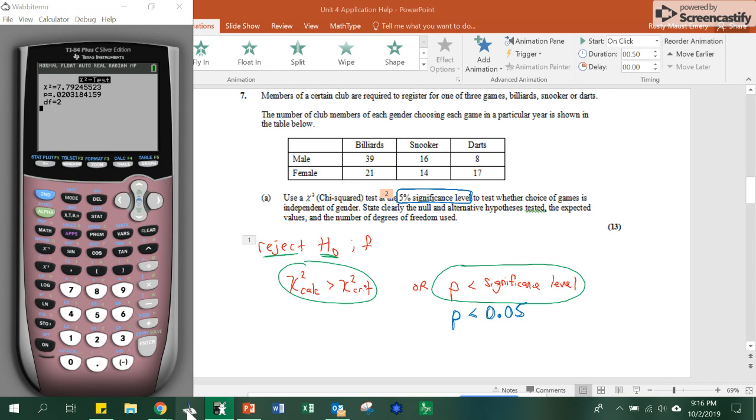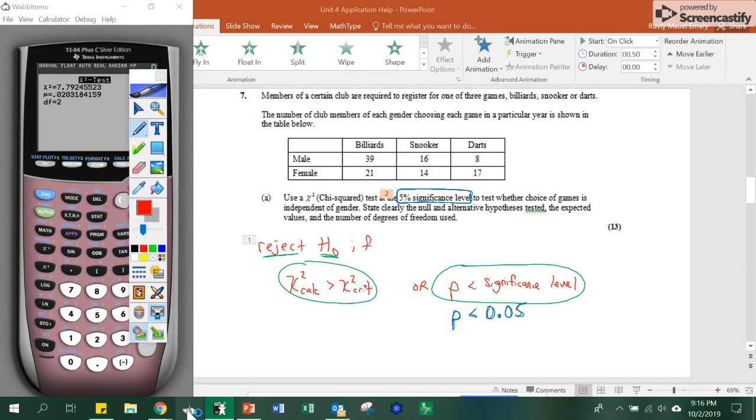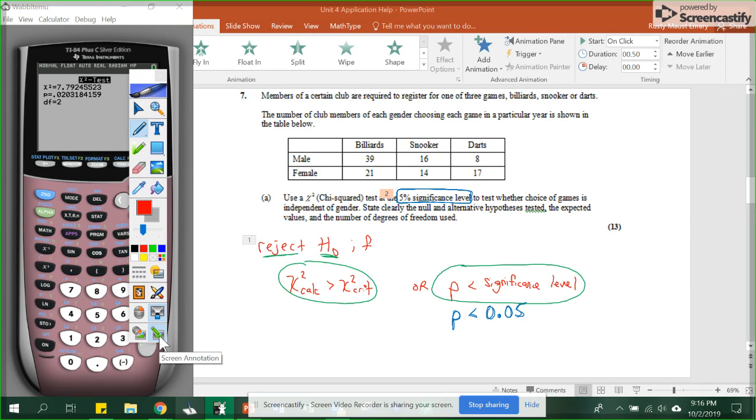So that p-value, excuse me. So let me bring up my screen here. So that p-value is 0.0203 to 3 sig figs, 0.0203. And the question is, is that less than 0.05? So 0.0203 is less than 0.05.